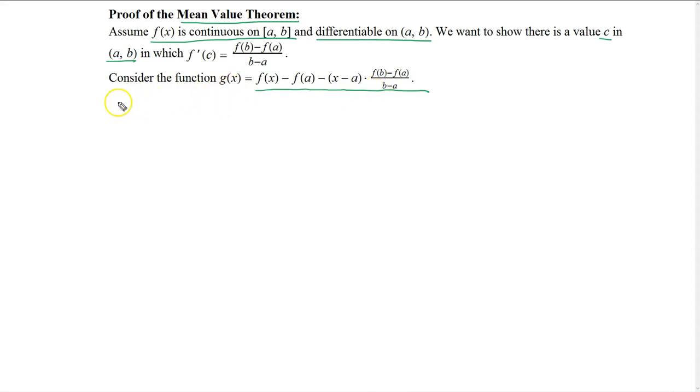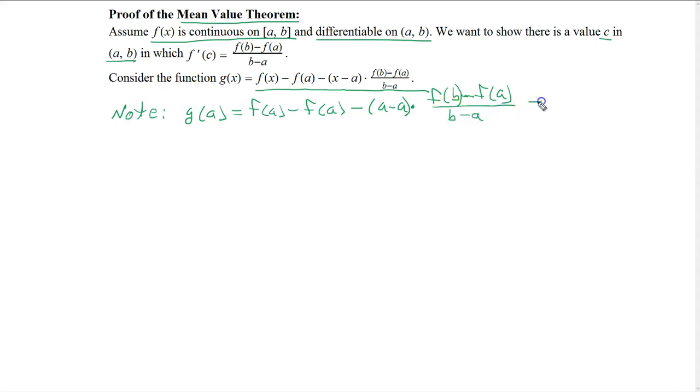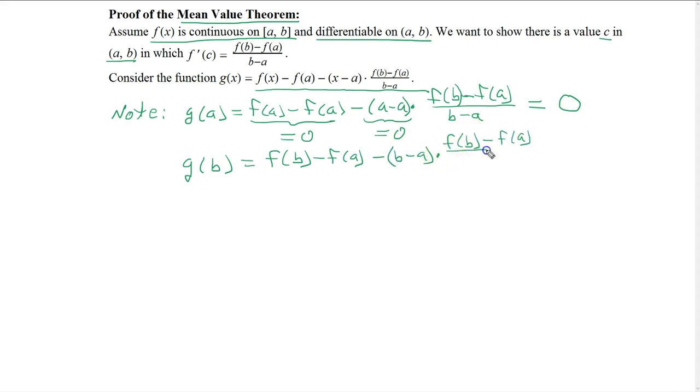Notice several things about g. First of all, let's note g of a. If we put a in here for all of the x's, we get that everything is equal to 0. So we get back 0. Also notice if we put b in for x, we get f of b minus f of a minus f of b minus f of a, because the b minus a's cancel, and we get back 0 also.